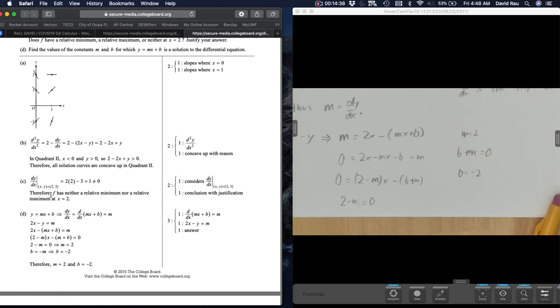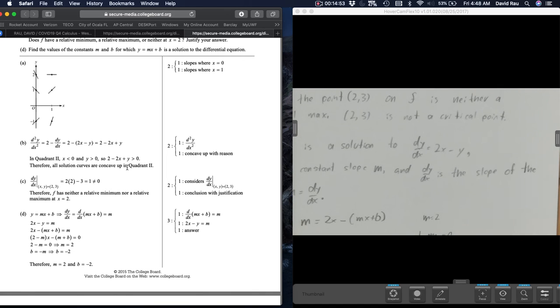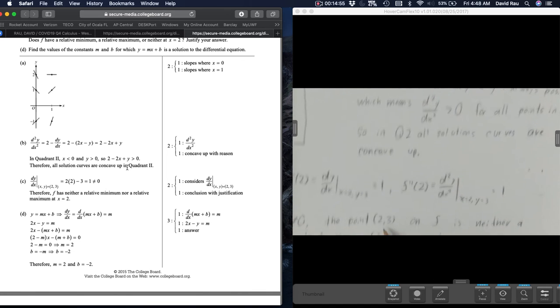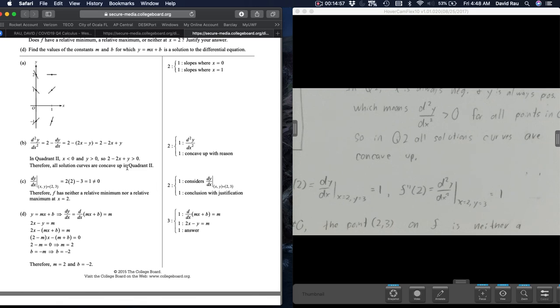So again, it's not 0, not a critical point. So if x is less than 0, blah, blah, blah, that's greater than 0 all the time. So different ways of stating that. But essentially the reason is that it's always going to be positive in quadrant 2. So there we go.